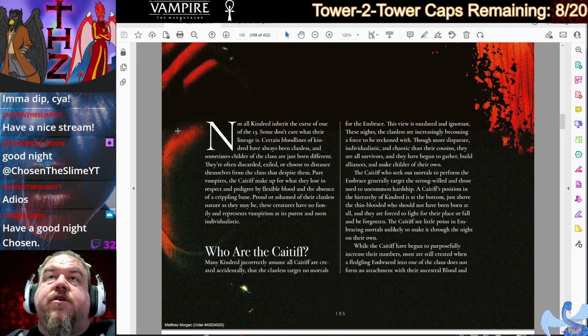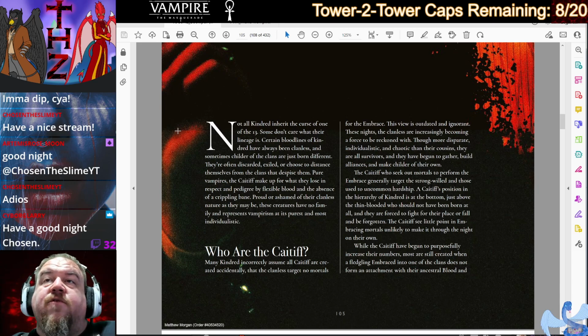Not all kindred inherit the curse of one of the 13. Some don't care what their lineage is. Certain bloodlines of kindred have always been clanless, and sometimes childer of the clans are just born different. They're often discarded, exiled, or choose to distance themselves from the clans that despise them. Pure vampires, the caitiff make up for what they lose in respect and pedigree by flexible blood and the absence of a crippling bane. Proud or ashamed of their clanless nature as they may be, these creatures have no family and represent vampirism at its purest and most individualistic.